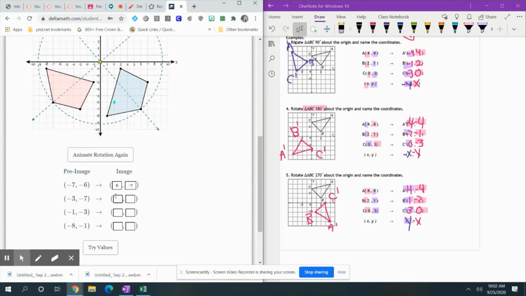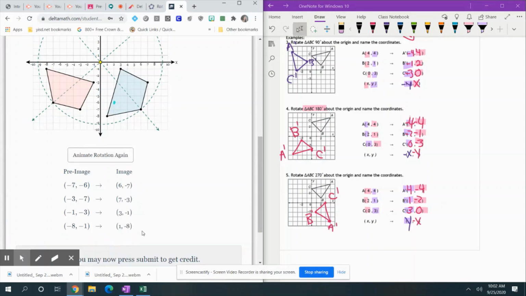And then next we have -3, -7. So -3, -7 becomes 7, -3. And then -1, -3. So -1, -3, this point right here, now becomes this one right here, which is 3, -1. And then the last one, 8, -1 becomes 1, -8.